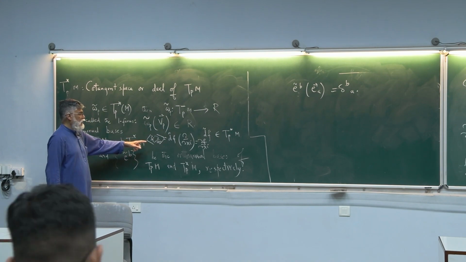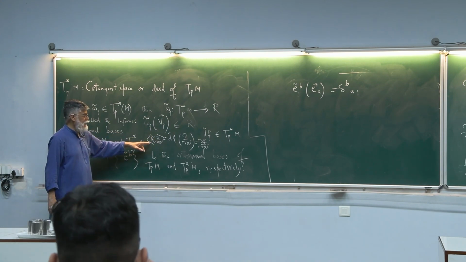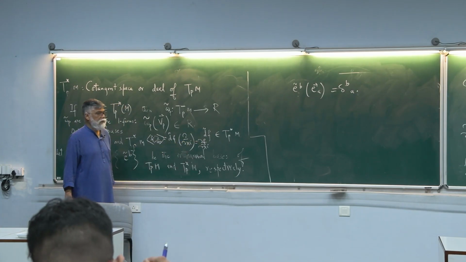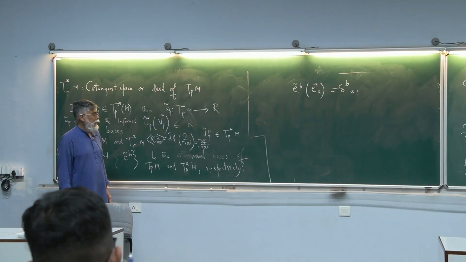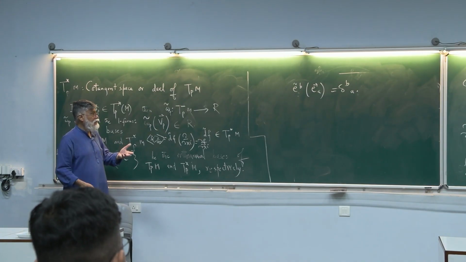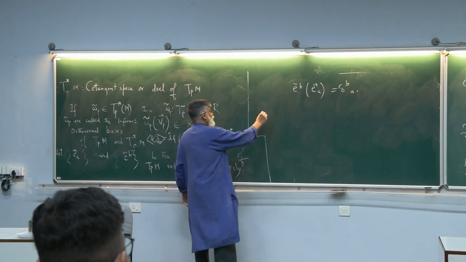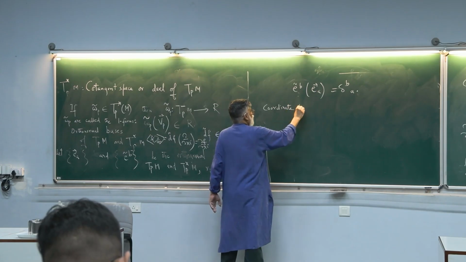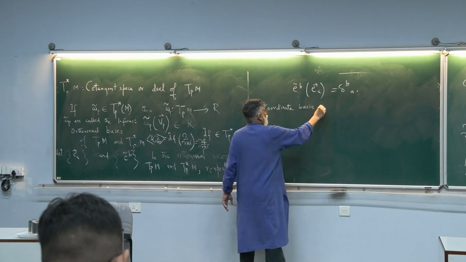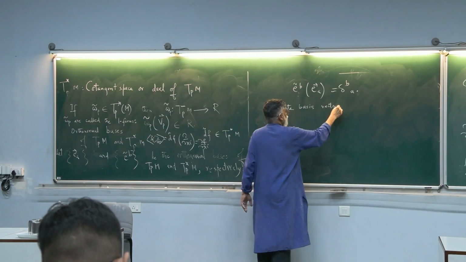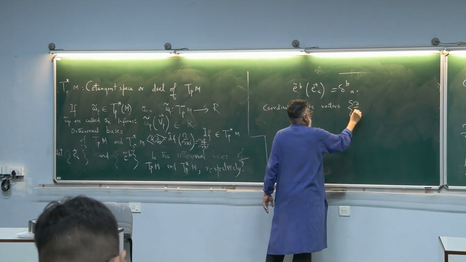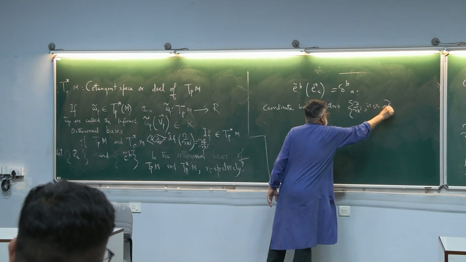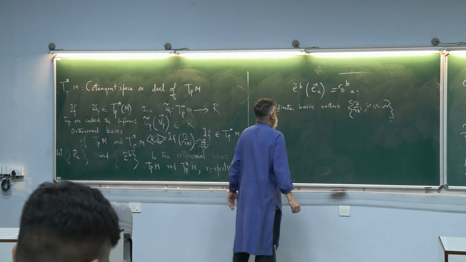So, d of f acting on del by del xi is also written as this, and when this happens, you just get del f by del xi. Then you can immediately identify, if you have the coordinate basis of vectors, del by del xi, i going from 1 to 10, what are the coordinate basis one forms.